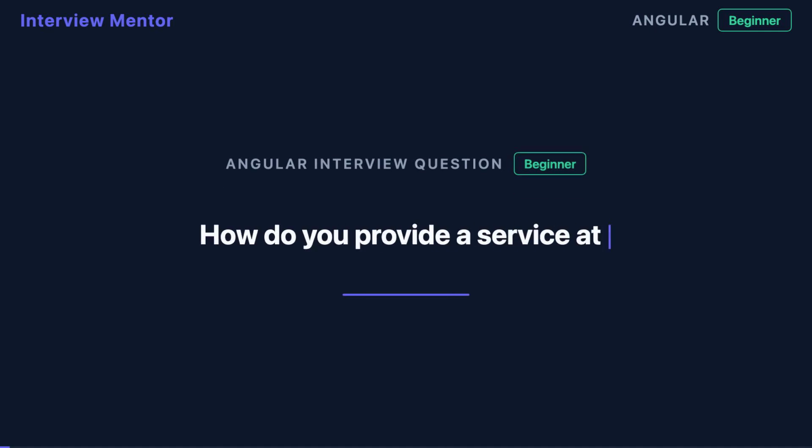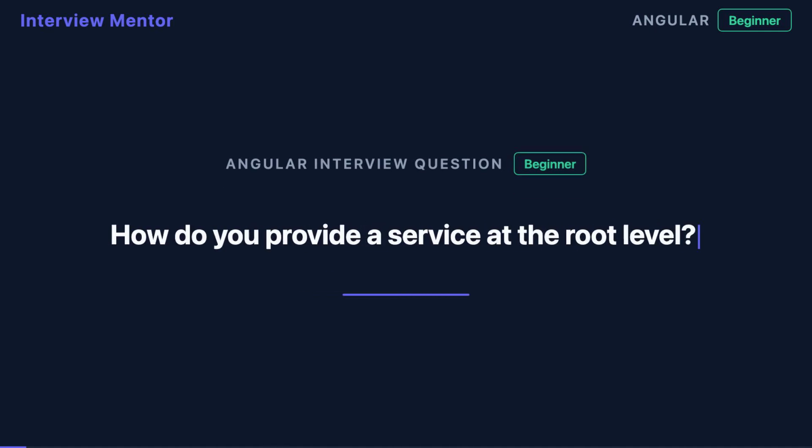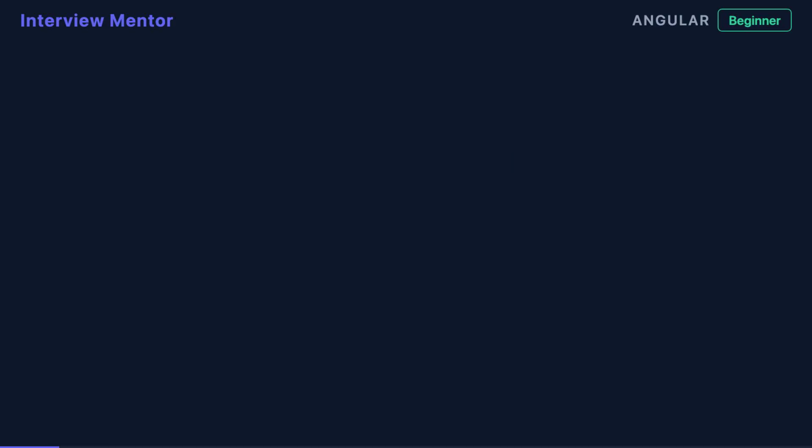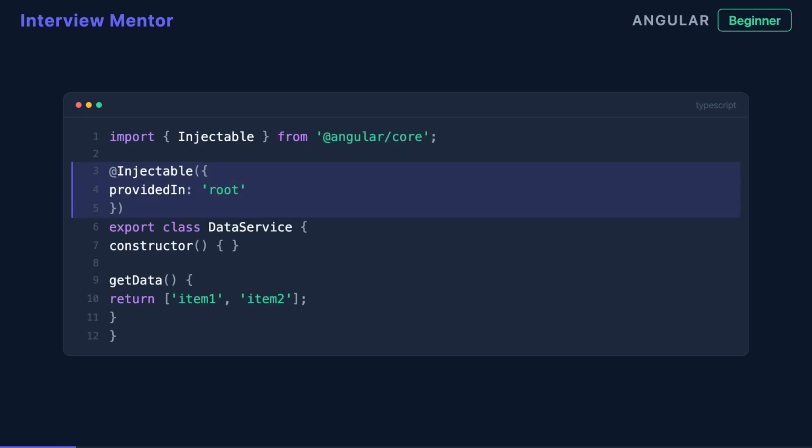How do you provide a service at the root level in Angular? This fundamental question tests your grasp of dependency injection and whether you know the modern best practices. The modern and recommended way is to use providedIn: 'root' in your @Injectable decorator.